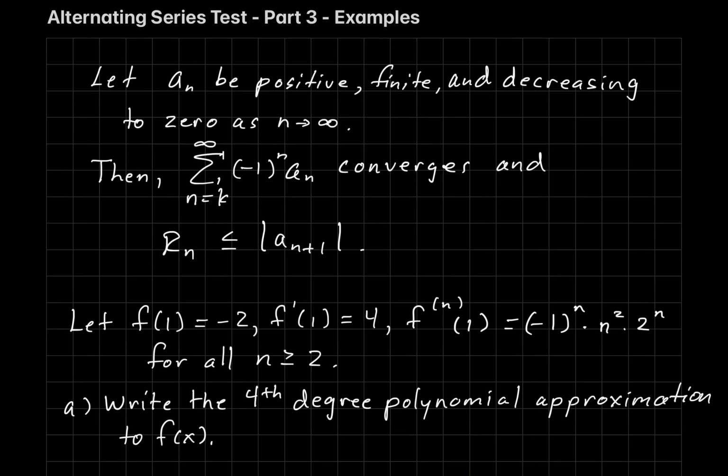The alternating series test, part 3. Consider a sub n, a sequence of positive, finite, and decreasing terms that go to 0 as n goes to infinity. Then the sum of a sub n times -1 to the n is an alternating series, and it will converge. Furthermore, the error associated with an approximation is always less than or equal to the first left-off term.